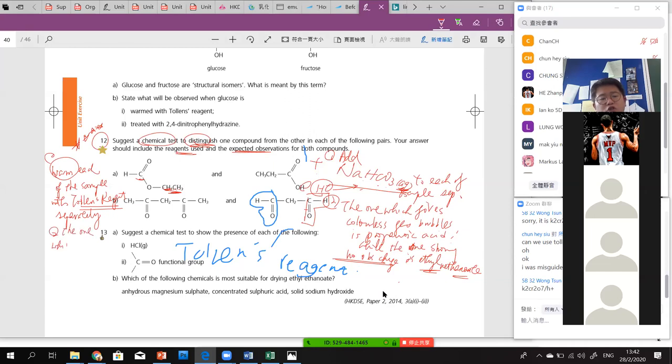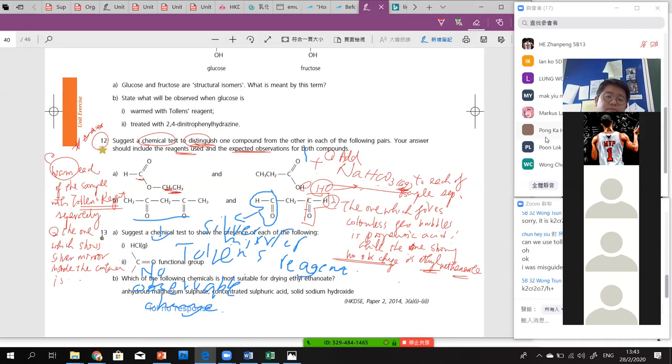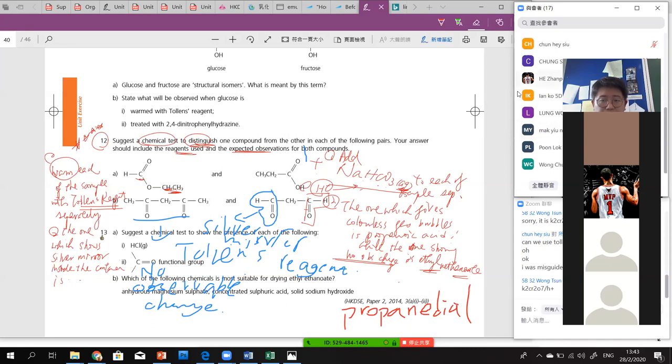The one which shows silver mirror inside the container is what? It is the aldehyde, right? So how do I call this aldehyde? What is the name? What is the chemical name for this aldehyde? Hi. What is the name of the compound here? This one. Propanedial. Yes, that's right. Propanedial. But Pongao didn't answer, right?